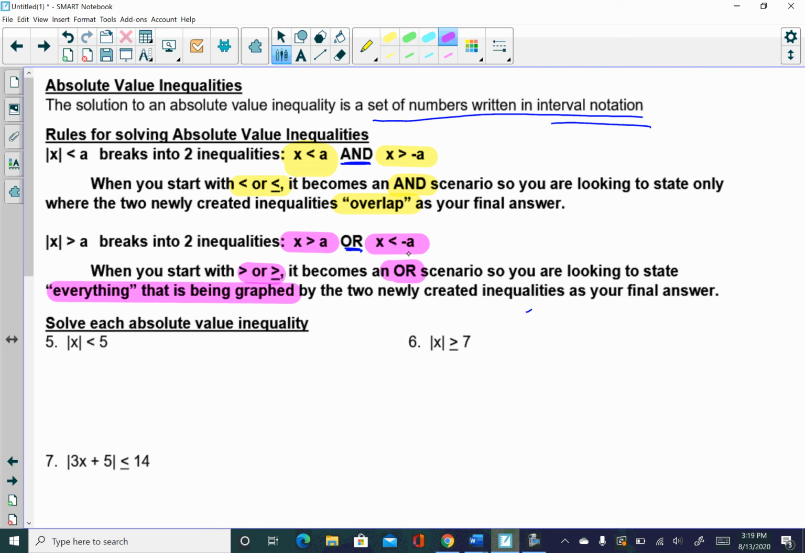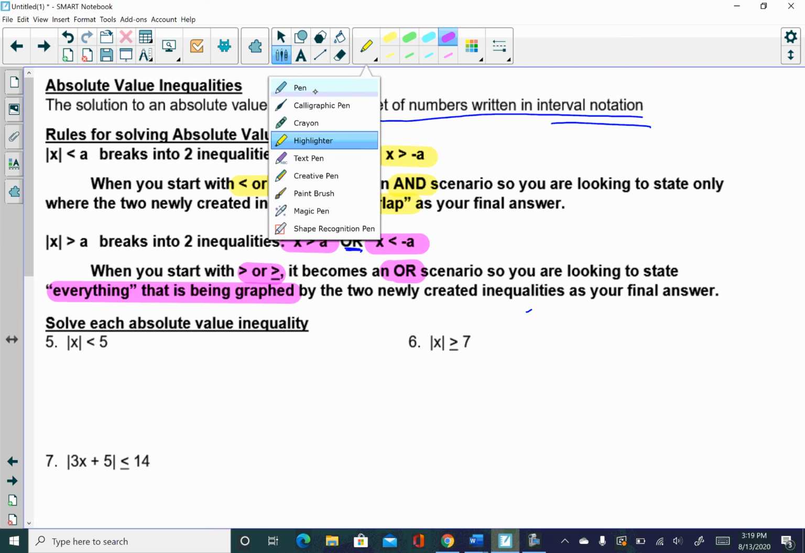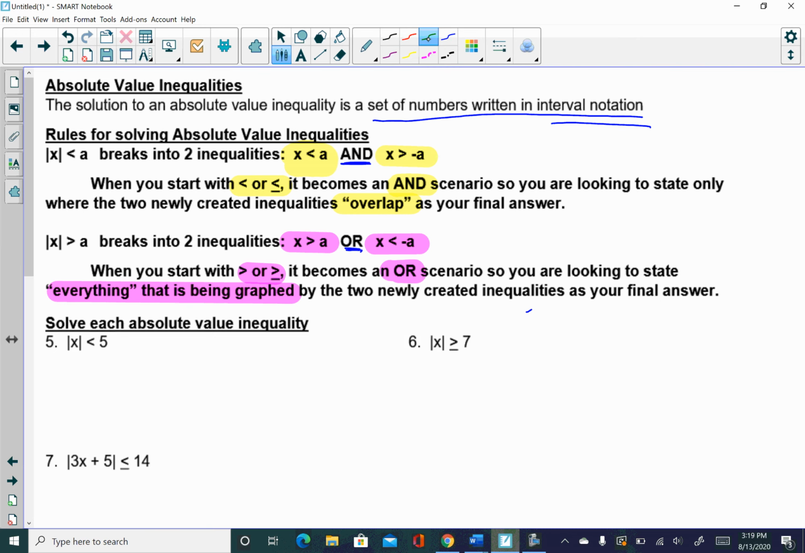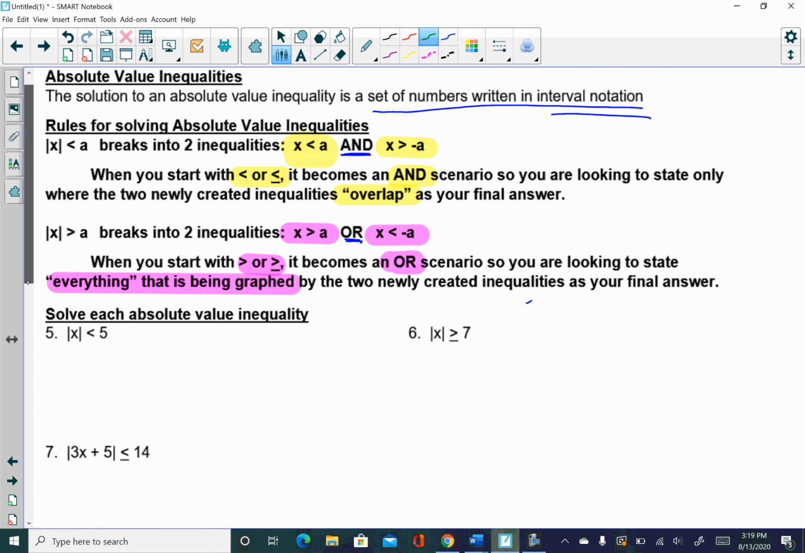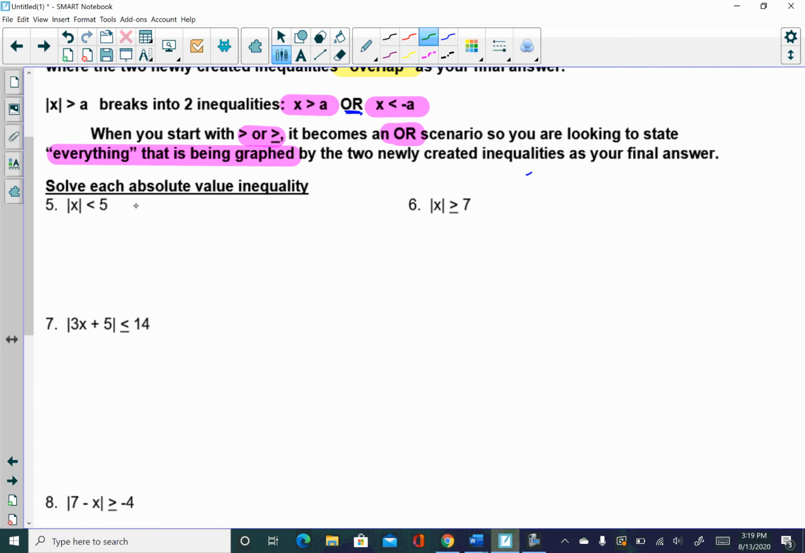So the first ones I've got you started off here are a little bit more straightforward, shorter, and so you can kind of get the mechanics of it under your belt. For all of these, you're solving the absolute value inequality, and we're going to write our final answer in interval notation. You'll solve it, graph it, answer in interval notation.